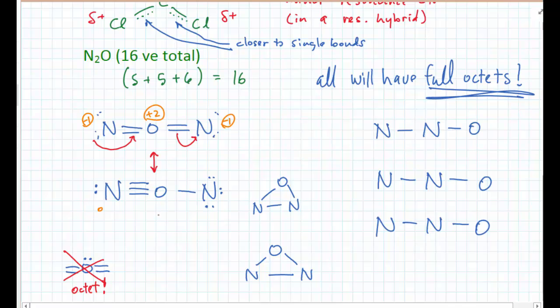What do you think? 2 plus 2. N with 1 bond. -2. Okay. Plus 2, -2. Alrighty.